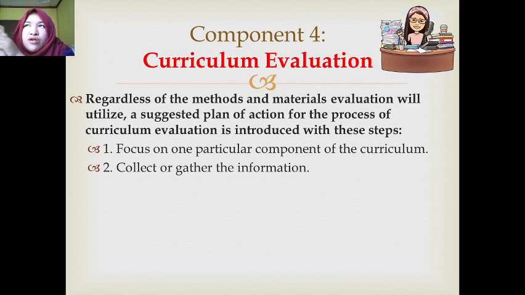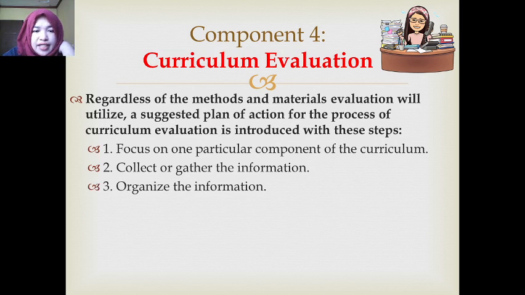Usually, sa evaluation, minsan, palaging sa cognitive, tapos may partner na formative, no? Kasi, kung sa cognitive, yung mga sa evaluation mo, merong mga multiple choices, merong matching type, ganon. Tapos, may part 2 siya na essay. Doon sa essay na yon, doon nila na-execute nila yung doon sa affective na partial, may pagka-cognitive na rin. Then, number 2, collect or gather the information.